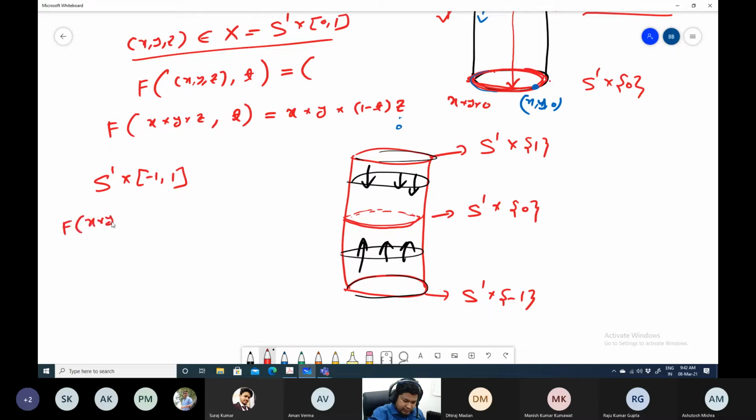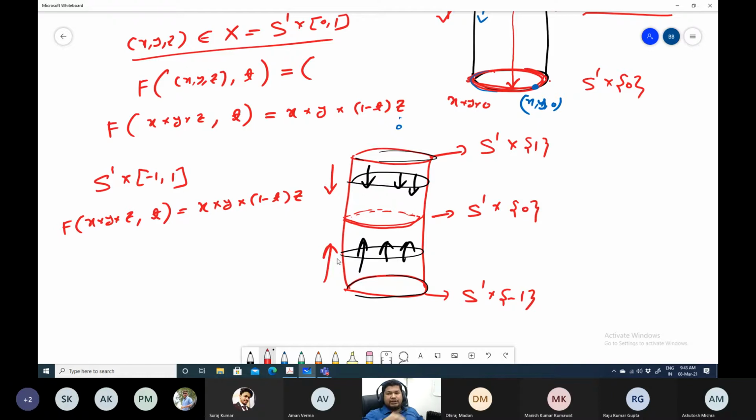So f of (x, y, z), t equal to (x, y, (1 minus t) z). Here your z is negative and positive both. Therefore if you take t equal to 0, then everything is the same, that is the identity. If t equal to 1, then that part will be 0, right? And as t increases from 0 to 1, your z decreases. So it comes from this direction and it comes from this direction. Is that fine?